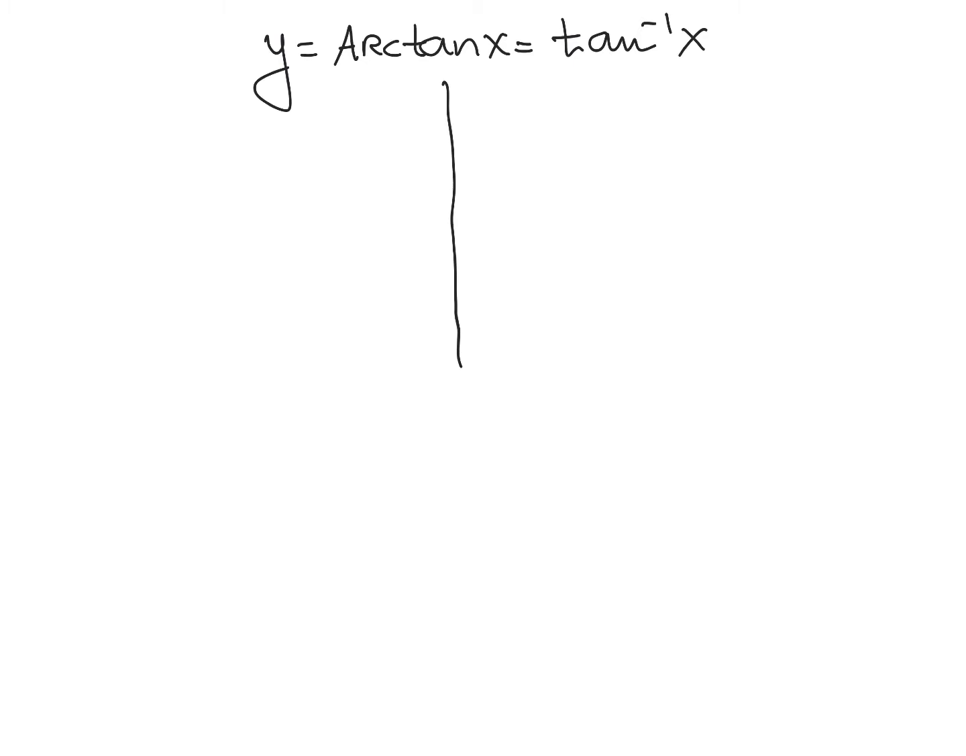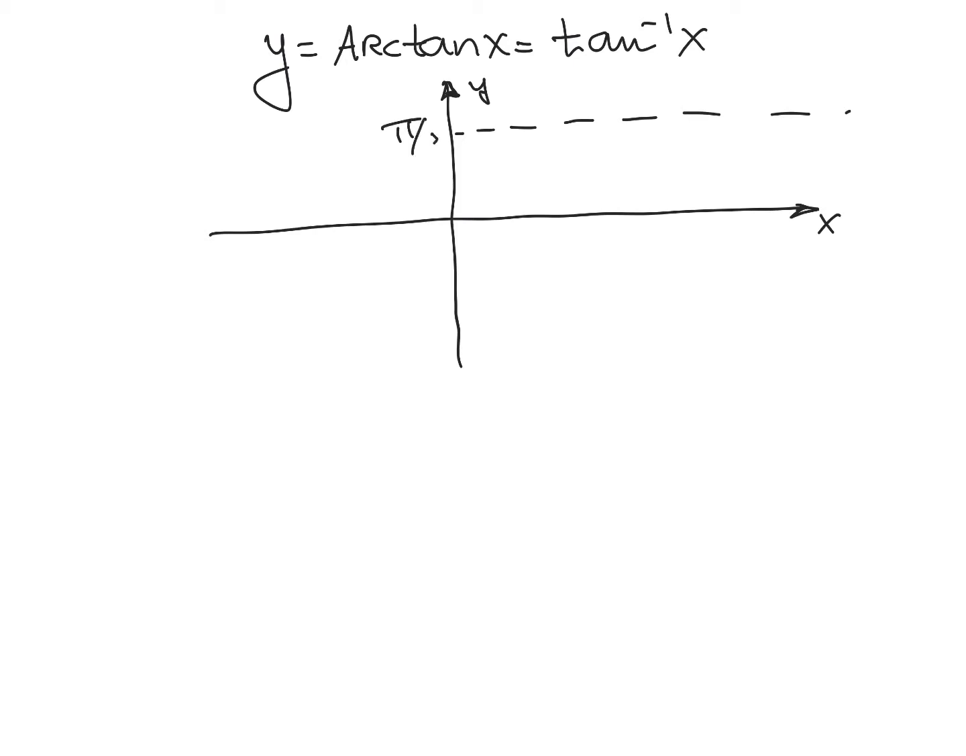We'll need one more fact that will solve this problem for us. We need to recall the graph of arctangent of x or inverse tangent of x. These are the two notations that are used to describe this function. The function has two horizontal asymptotes. One of them is y equals pi over 2, and the other one is y equals negative pi over 2.